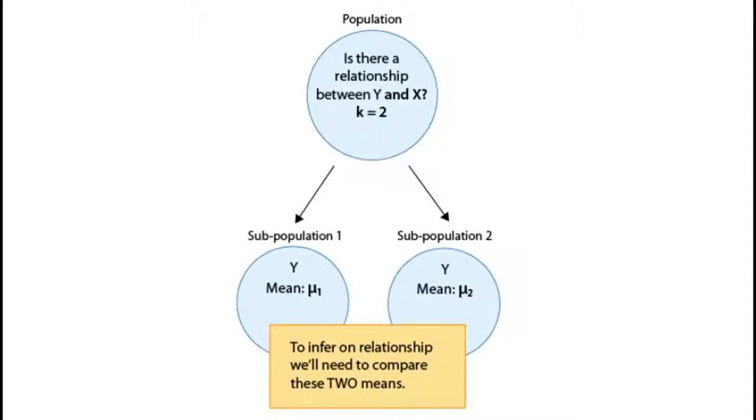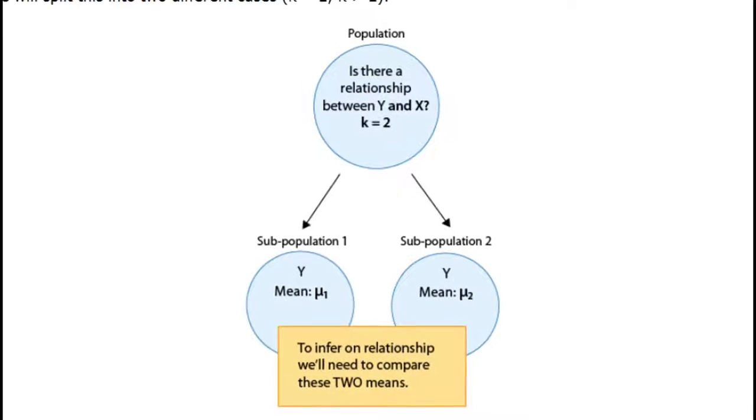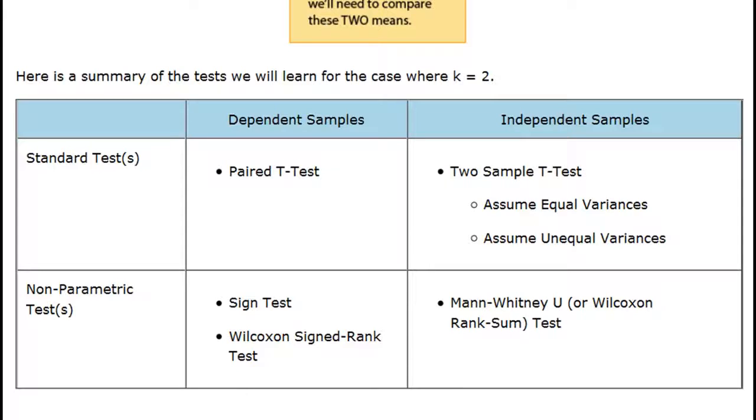We're going to split this into two different cases. The case where k is equal to 2, we have exactly two groups. We'll get through that, and then we'll talk about the case where k is greater than 2. So in the case where k is equal to 2, we're basically going to be comparing two population means. Here we have mu1 and mu2 being represented. I provided a table to summarize the test that we're going to learn.